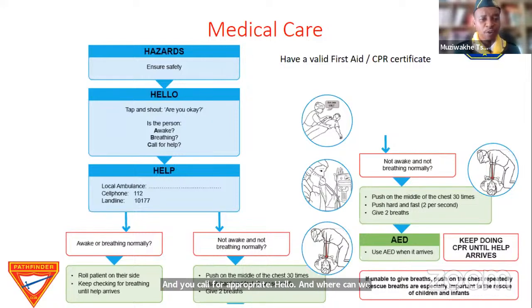And where can we find our help in South Africa? We can use our cell phones and call 112. We should always remember this number. And if you are using a landline, we can call 10177. That's an emergency response line.